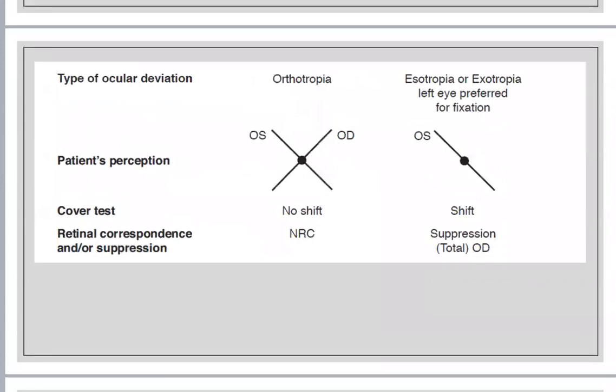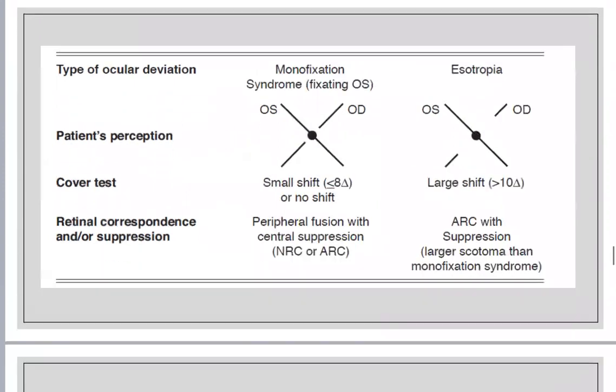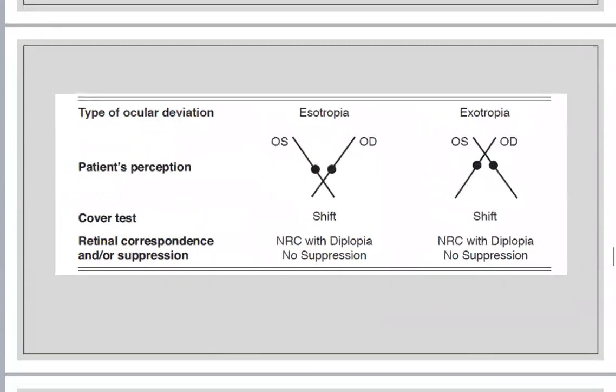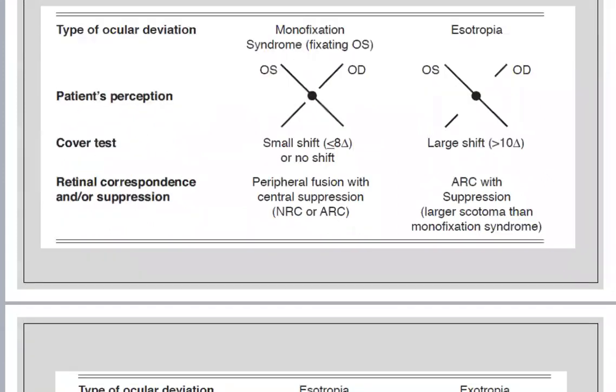This is from the American Academy. Here, this is orthotropia. This patient is normal. This patient is just seeing with his left eye. He has right suppression. This patient has monofixation syndrome because the central part in one eye is absent, while the peripheral part is larger.